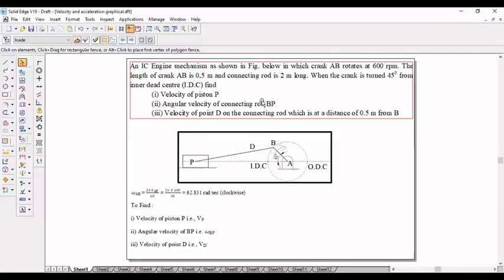Also find the angular velocity of the connecting rod BP, that is omega BP. And find the velocity of point D on the connecting rod, which is at a distance of 0.5 meter from B. So if I measure 0.5 meter from B, at this particular point, what is the velocity? This is the question they asked, and this is the figure they have given.